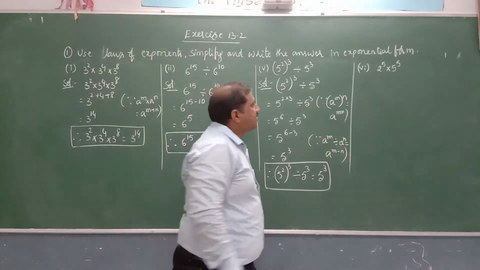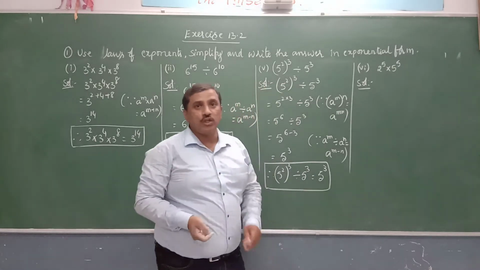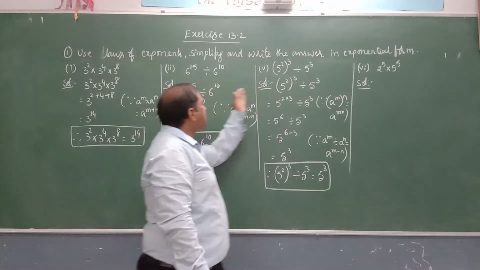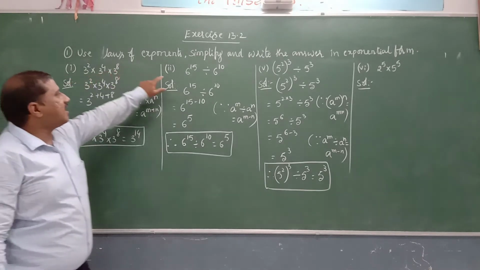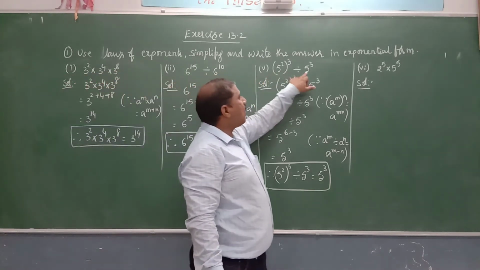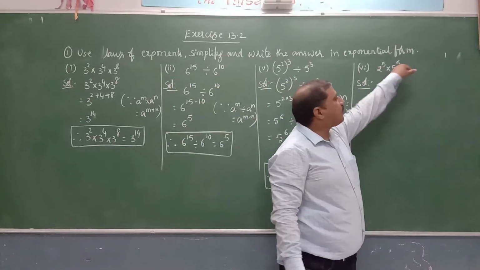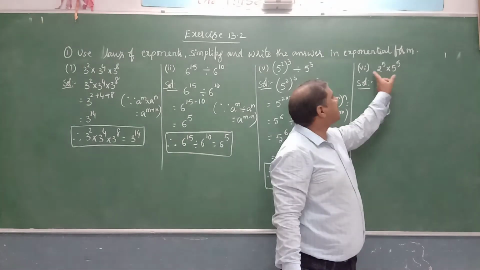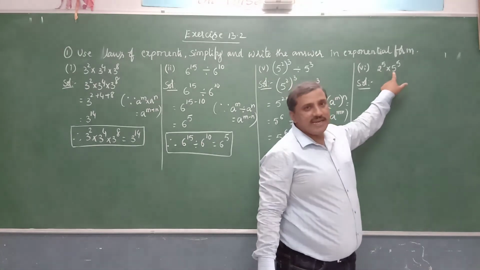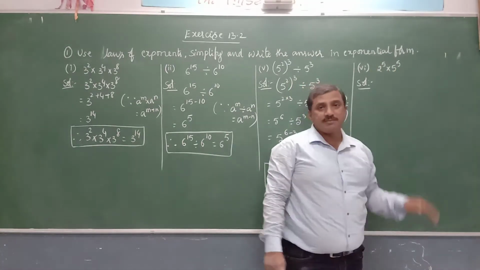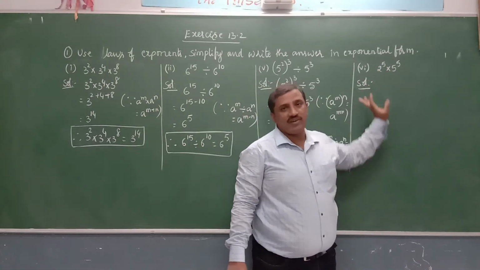Now here the sixth sum is there, that is 2 to the power of 5 into 5 to the power of 5. If you observe the first three sums, their bases are same. Here the common base is 3, here the common base is 6, and here the common base is 5. What about here in the sixth sum? 2 to the power of 5 into 5 to the power of 5. Here the bases are different. 2 is the base in 2 to the power of 5 and 5 is the base in 5 to the power of 5. What about the exponents? In the exponents, both are equal, that is 5 and 5 are there.